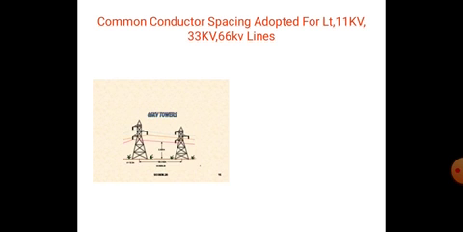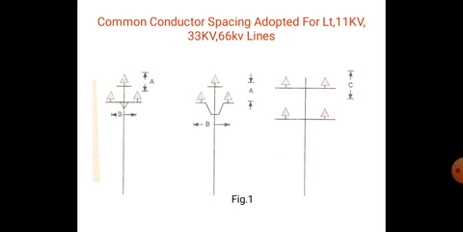And common conductor spacing for 11 kV, 33 kV and 66 kV lines. Common conductor spacing for 11 kV, 33 kV and 66 kV towers. Here, see the A point is conductor insulator to insulator, the difference between insulator to insulator.